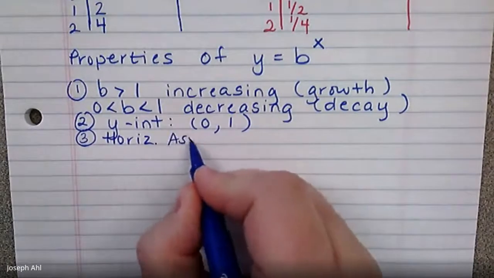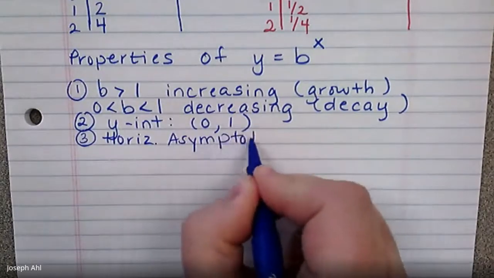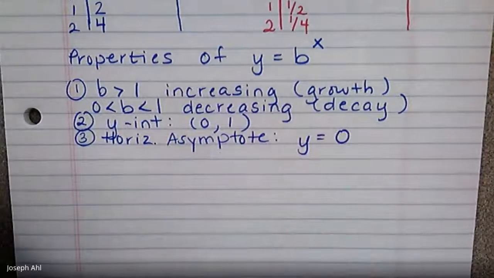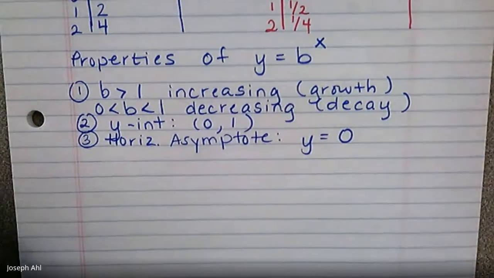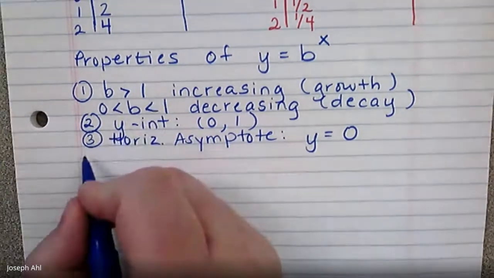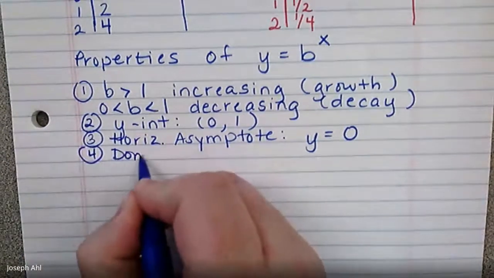Functions of this form, like we alluded to, all have a horizontal asymptote on the x-axis, so at y equals 0. So we're going to approach that line either in a decreasing fashion, or if it's an increasing function, on the left side we'll see that happen. And then functions of this form do tend to have the same domain and range. So that's the last thing I'll comment on, domain and range.